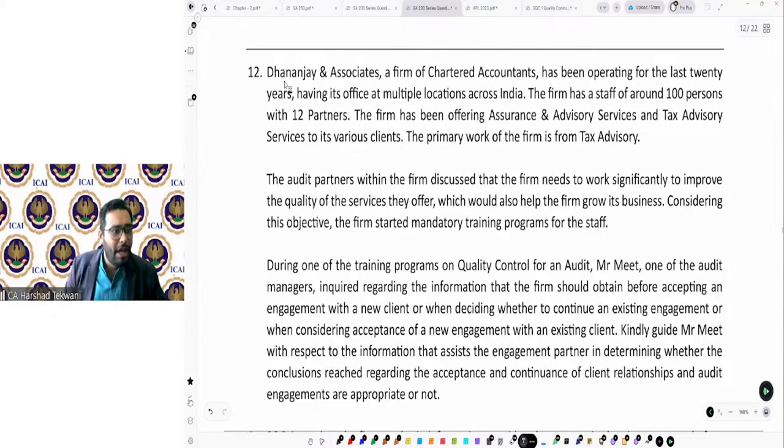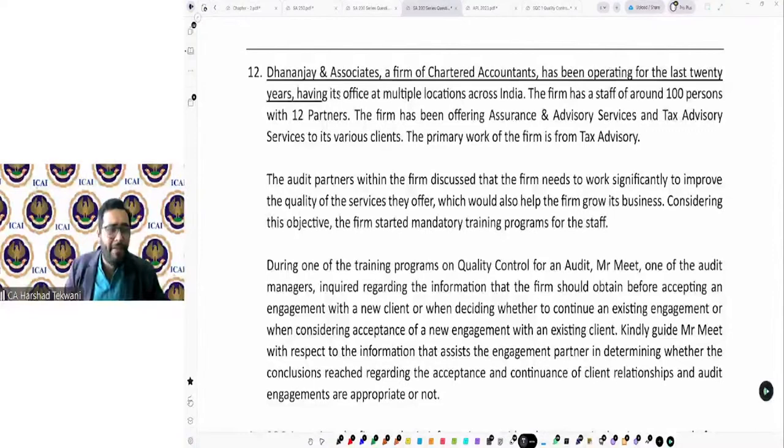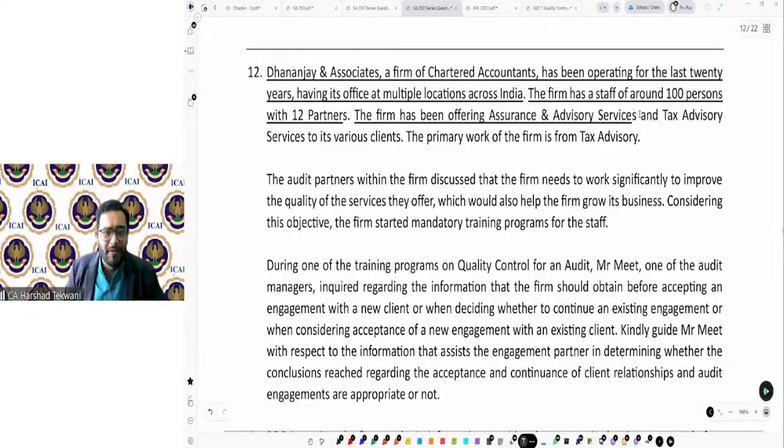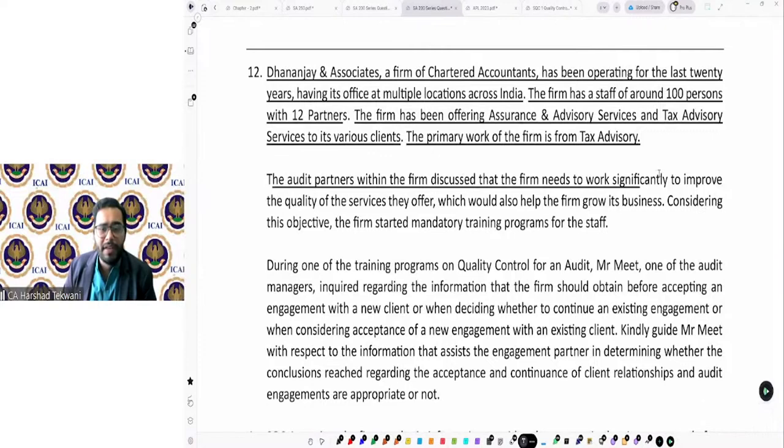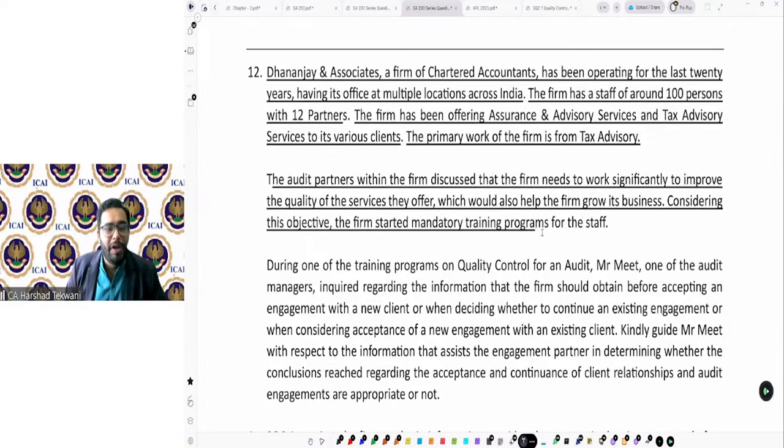Dhananjay and Associates, a firm of chartered accountants, has been operating for last 20 years, having its office at multiple locations across India. The firm has a staff of around 100 persons with 12 partners. The firm has been offering assurance advisory service and tax advisory service to various clients. The primary work of the firm is tax advisory. The audit partners within the firm discuss that the firm needs to work significantly to improve the quality of the service they offer, which would also help the firm grow its business. Considering this objective, the firm started mandatory training program for staff.